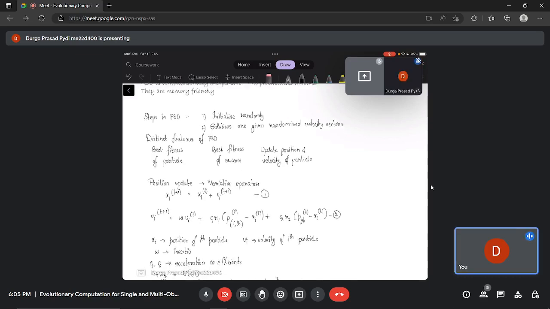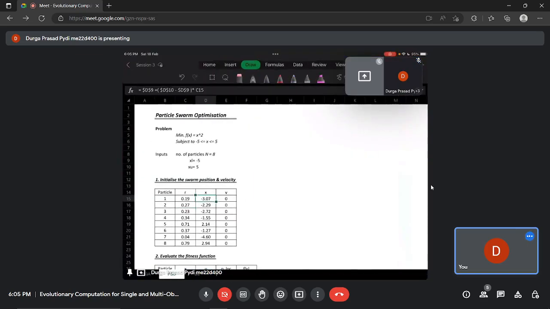So we'll go through all the steps through an example. We'll take an example and go through all of these. We'll consider the same problem we considered previously: minimize x square between the limits -5 to 5. So here, instead of individuals, we are saying particles. Particles are essentially your bees in the swarm. So we are considering 8 bees.